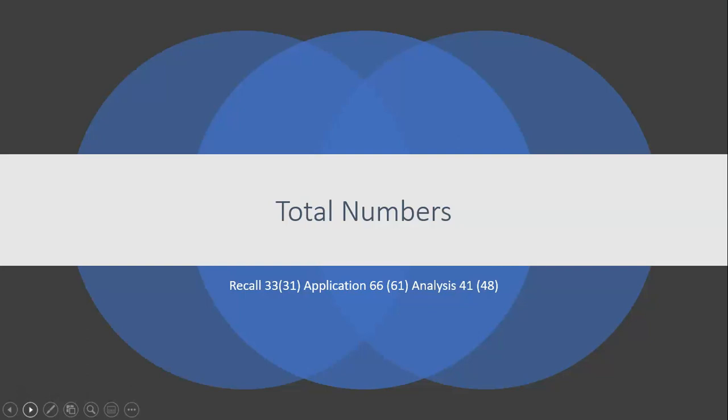All right, let's look at these total numbers. Everyone always says when there's a new TMC that it's going to be a lot more analysis and a lot more application. Here, actually, recall went up, those memorizing-the-facts kinds of questions. Application did go up as well, by 5, but analysis dropped by 7. So it's very interesting that a lot of the things people assume are not necessarily true.